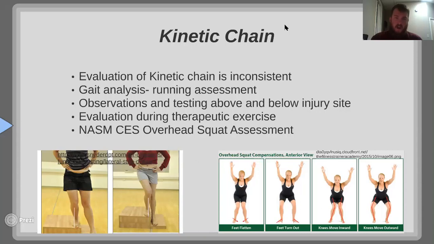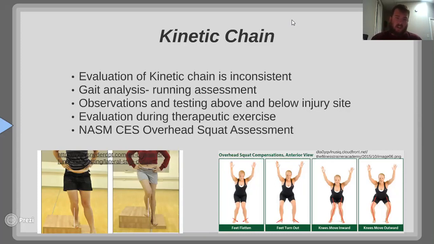I'll do observations occasionally, looking above and below the injury site, seeing if there's anything very easy to tell, but once again, pretty inconsistent with what I use. Sometimes I'll do evaluations during therapeutic exercise. I'll watch the patients do certain movements and look for deficits in their movement patterns.